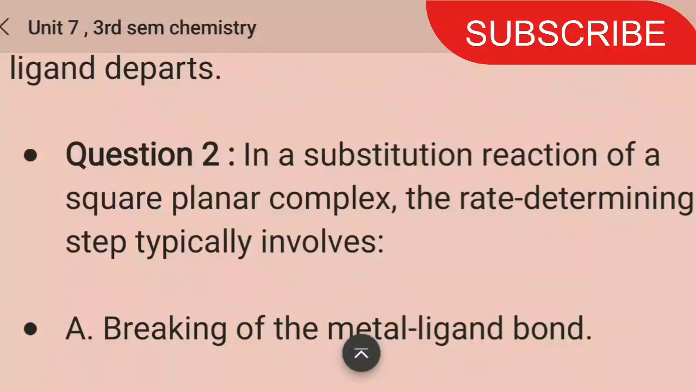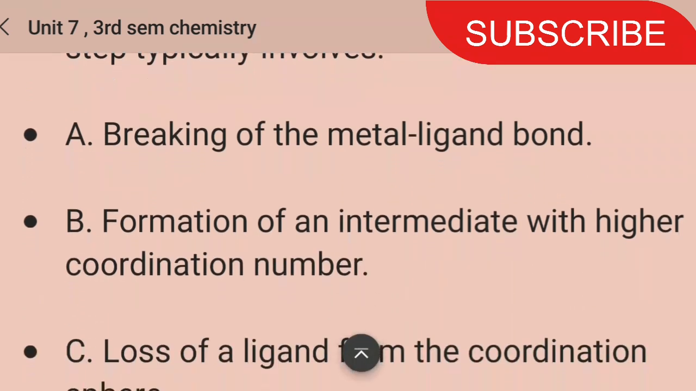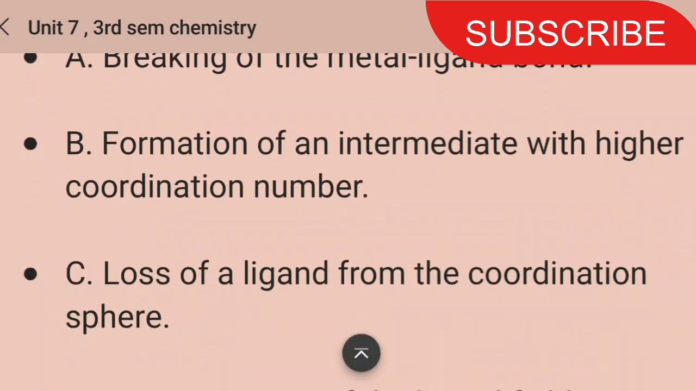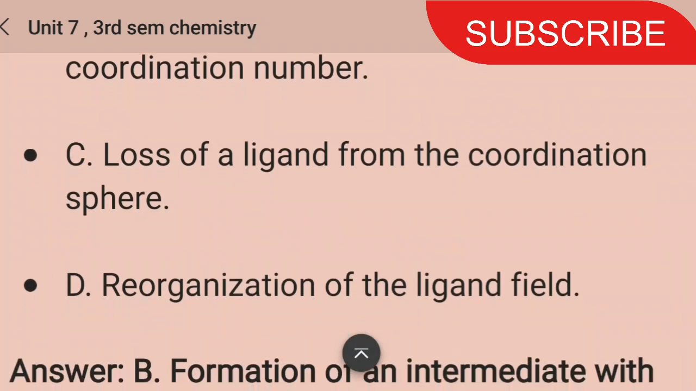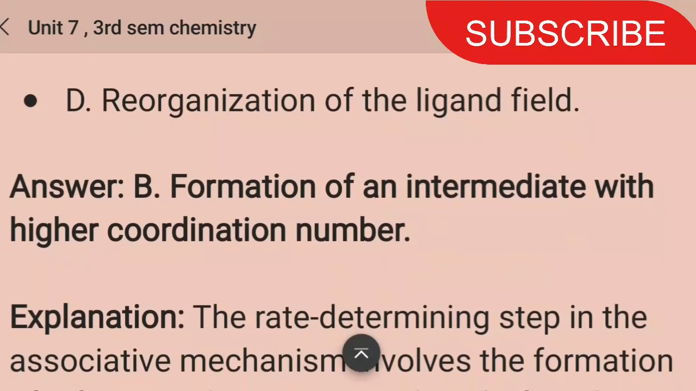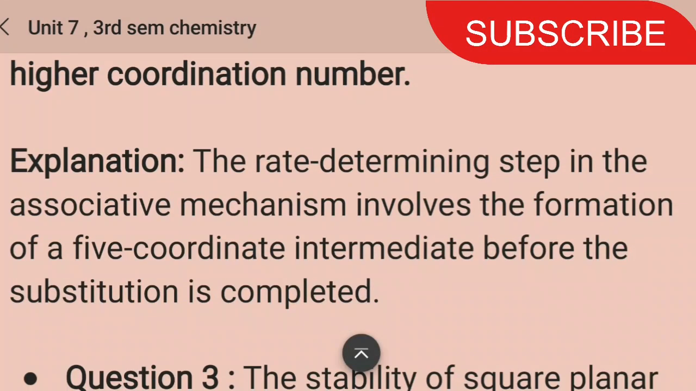Next question. In a substitution reaction of a square planar complex, the rate determining step typically involves A. breaking of the metal ligand bond, B. formation of an intermediate with higher coordination number, C. loss of a ligand from the coordination sphere, D. reorganization of the ligand field. And the answer is option number B, formation of an intermediate with higher coordination number. And what is the explanation? The rate determining step in the associative mechanism involves the formation of a 5-coordinate intermediate before the substitution is completed.